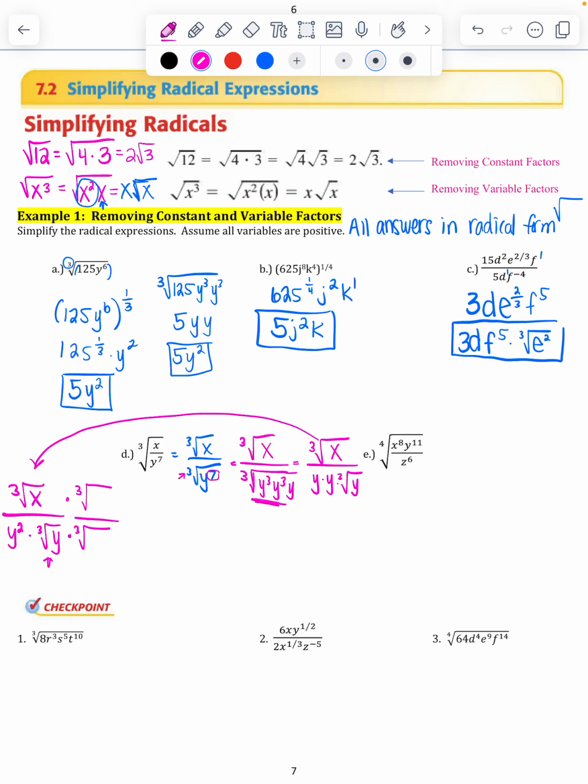If we have the cube root of y to the 1st power, we need to basically make this y to the 3rd power. So we'd have to multiply by the cube root of y squared. Why would we do that?